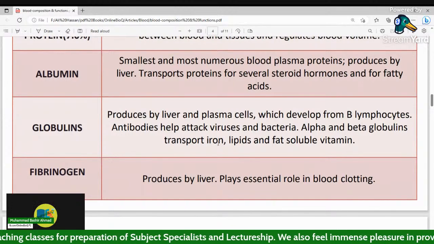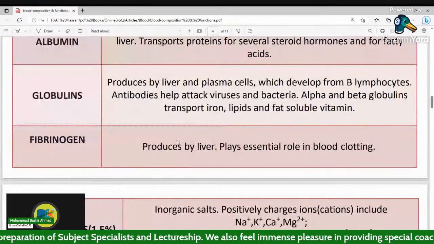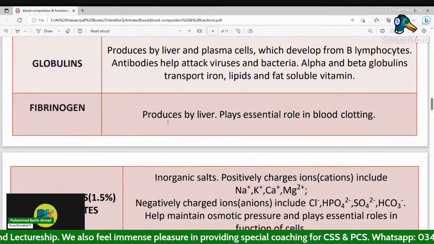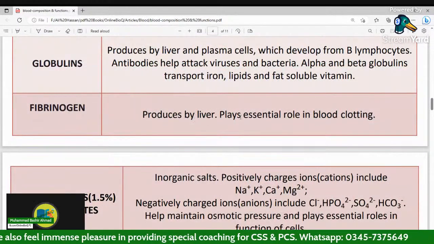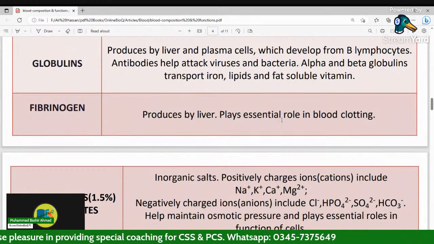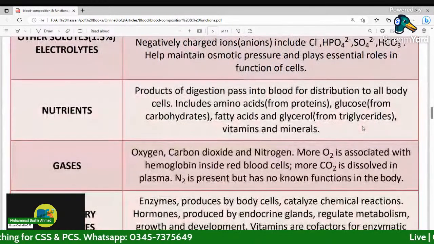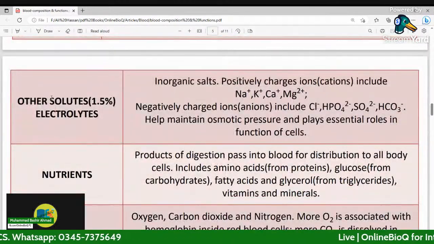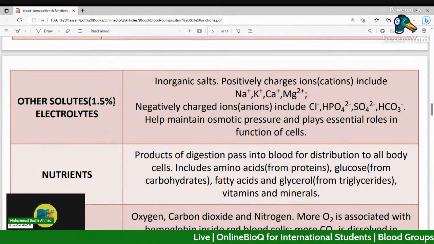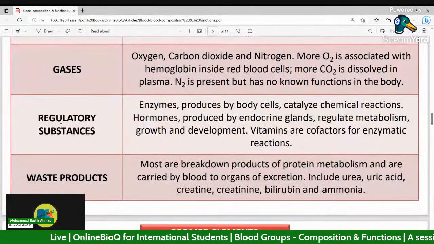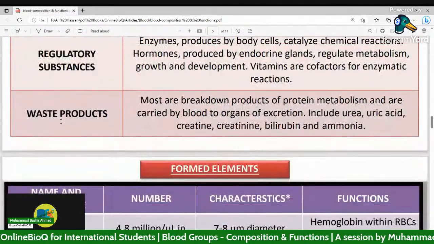Proteins also include some other groups such as fibrinogen. These are produced by the liver, and they play an essential role in blood clotting. When we talk about other solutes, which make 1.5% of blood plasma, these are electrolytes, nutrients, gases, regulatory substances, and waste products.